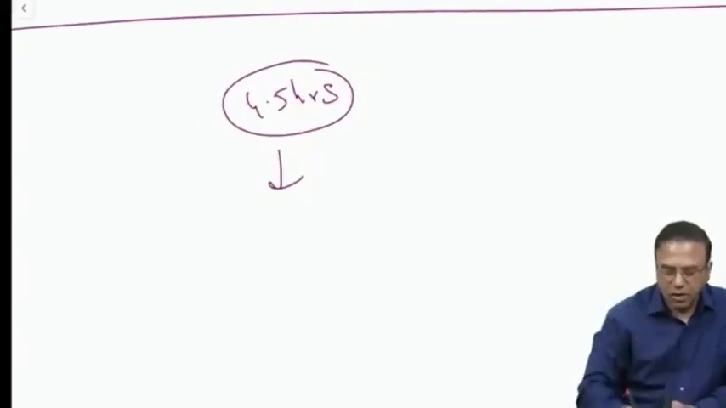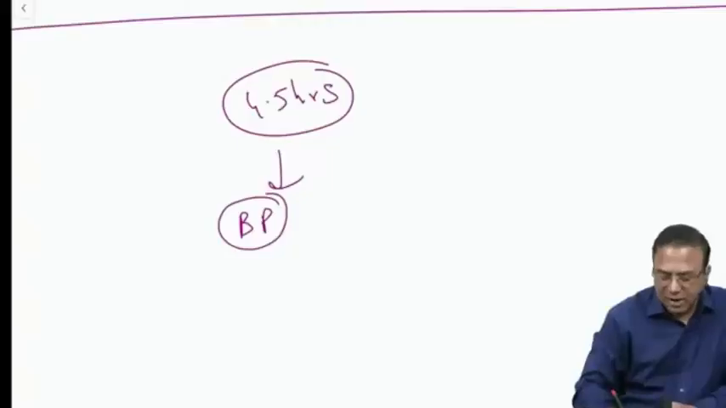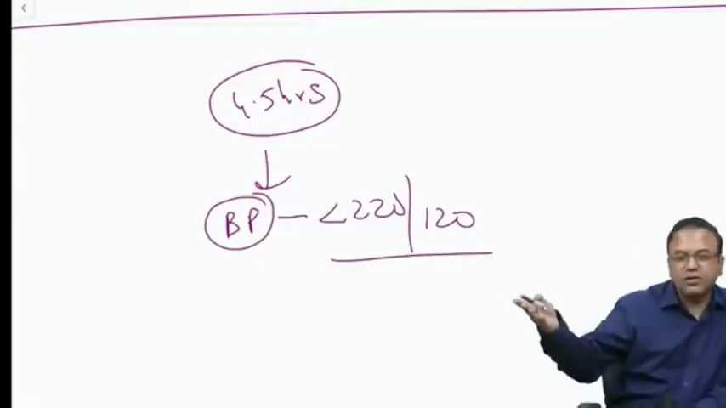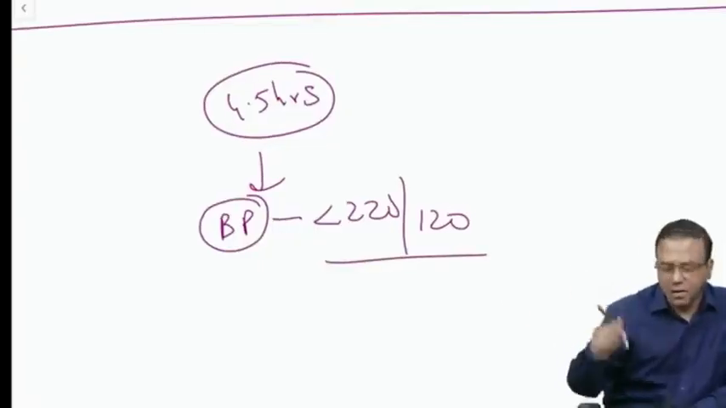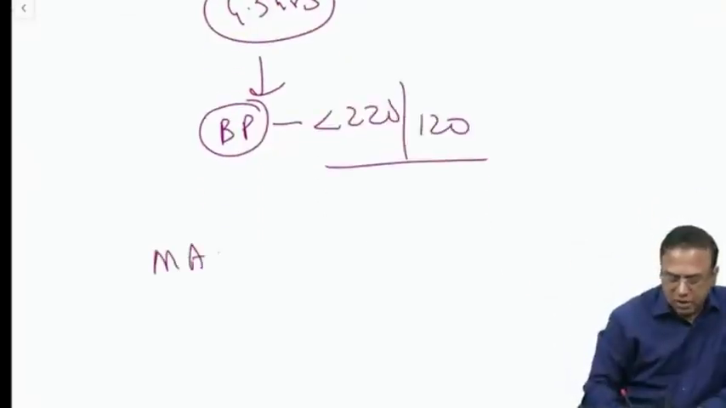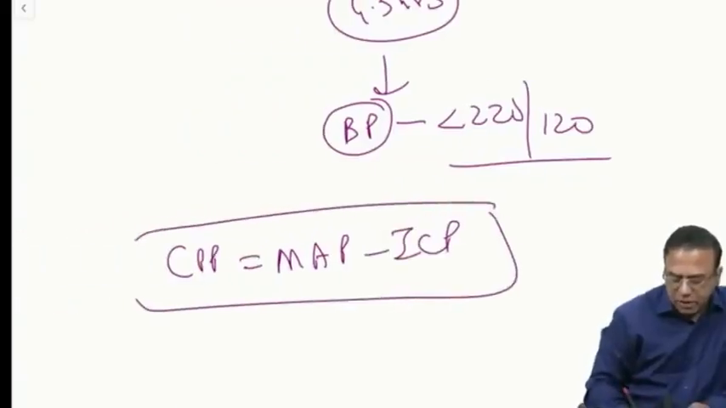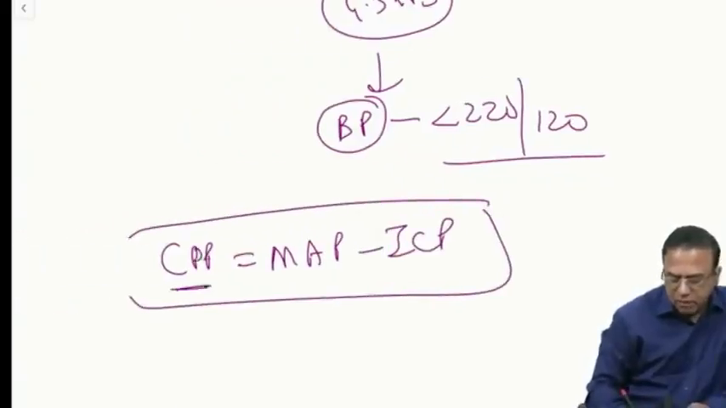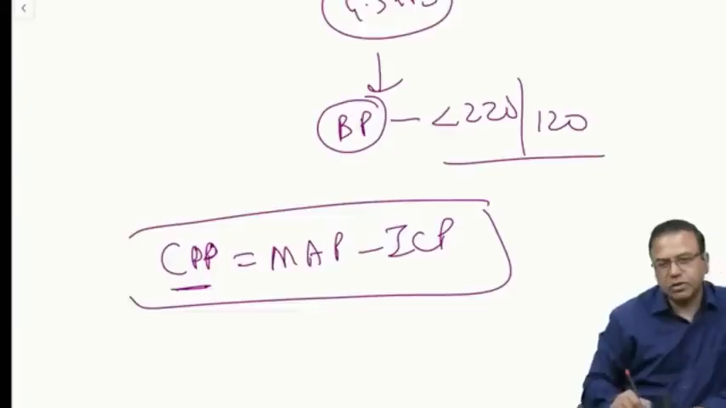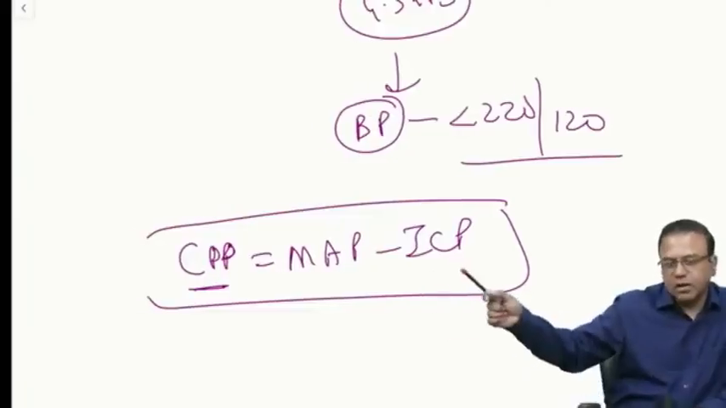And what do you do then? In this case, don't touch the blood pressure. Don't try to treat BP until the BP crosses 220 by 120. Now you're saying this is malignant hypertension, sir. What are you saying? That is the guideline. Remember mean arterial pressure, cerebral perfusion pressure, intracranial pressure. This is the formula. The perfusion pressure, the pressure at which blood is flowing in the brain, is known as cerebral perfusion pressure. It depends on mean arterial pressure and intracranial pressure.